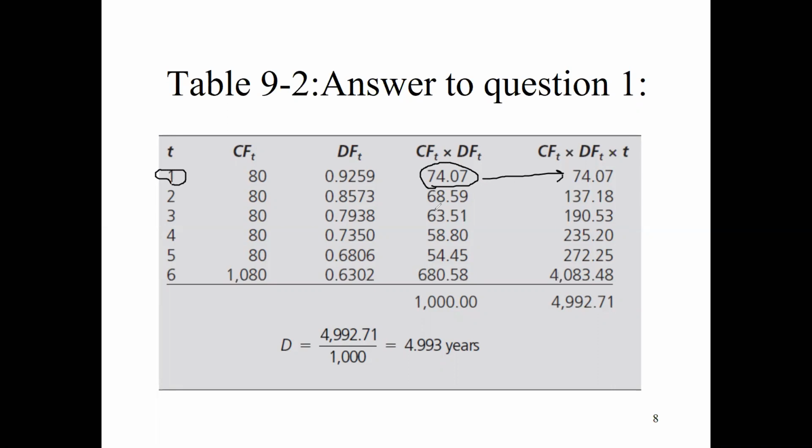74 here. Then 68, you multiply by 2. 63, you multiply by 3, and so on. So you multiply each present value cash flow that you receive in the future by its corresponding period. And then at the end, you just sum it up. Then you divide it by the value of it. You get the duration of 4.993 years.